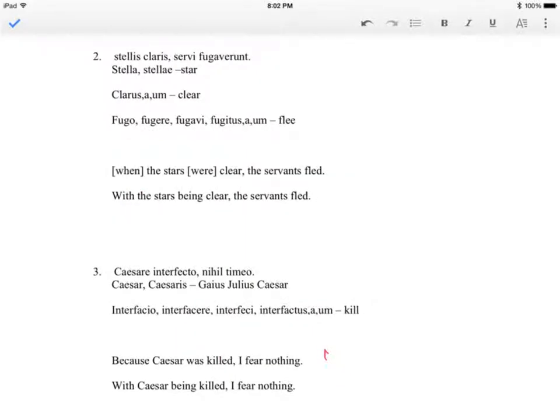Just review these for one second right here, these last two. Again, stellis claris, that's your ablative absolute, but the stars being clear, the servants fled. Or because the stars were clear, the servants fled. Or again, Caesare interfecto, because Caesar was killed, I fear nothing. Whichever one sounds best to your ear, that's how you translate it.